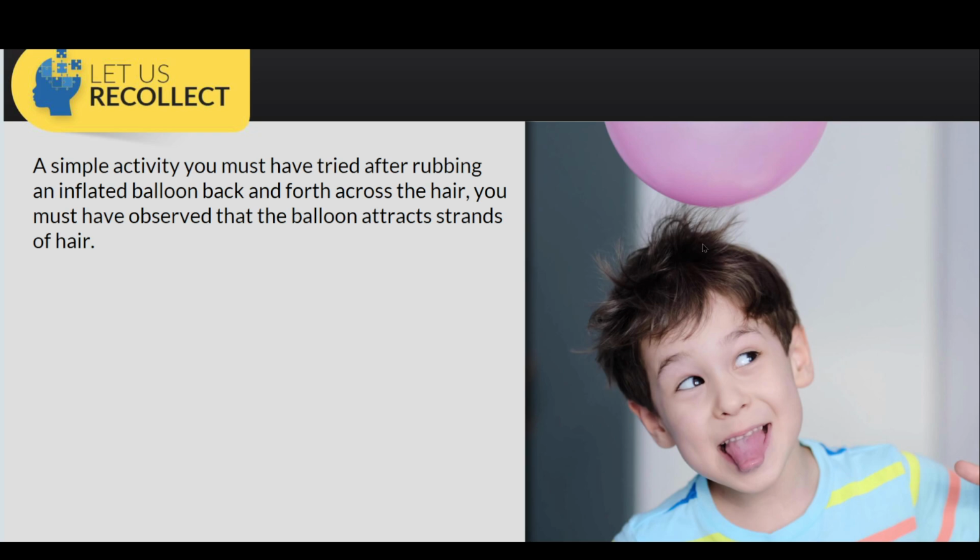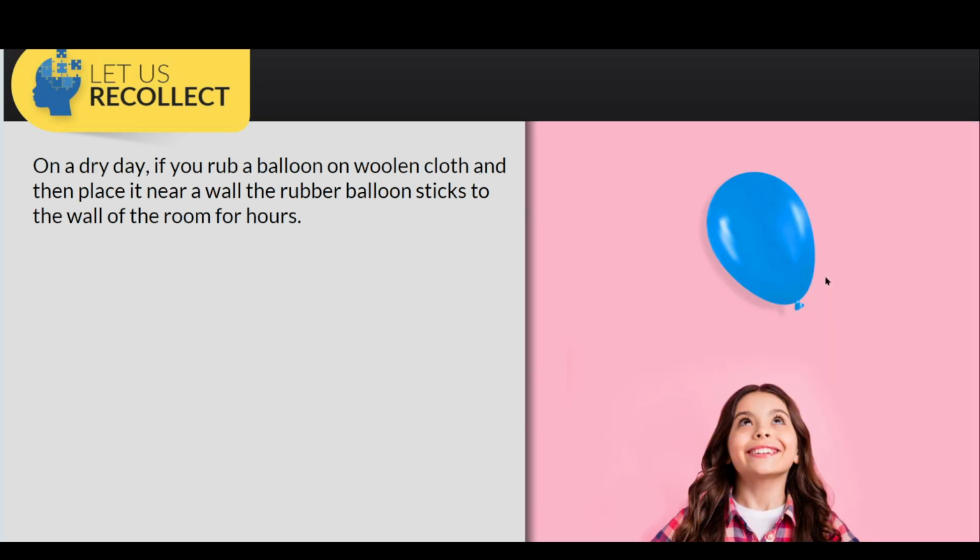Maybe you have tried this: after rubbing an inflated balloon back and forth across the hair, you will observe the balloon attracts the strands of hair. Again, there is attraction between the balloon and the strands of hair. Also, if you rub a balloon on a woolen cloth and then place it near a wall, the rubber balloon will stick to the wall of the room for hours. So again, there is attraction between the balloon and the wall.